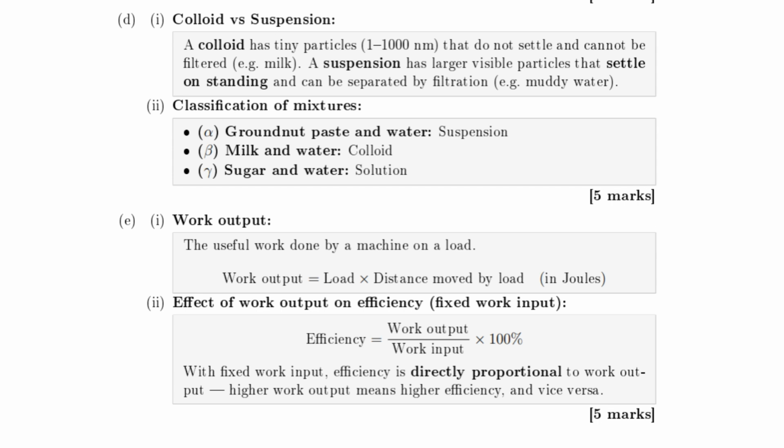Work output is the useful work done by the machine. So we have the formula: work output is equal to load times distance moved by the load. I don't know for BECE, but for WASSCE, when you don't know the explanation for an item, you can just write the formula there, then give the explanation of each part of the formula. Here the explanation works for itself: load times distance moved by the load. So you're good to go.